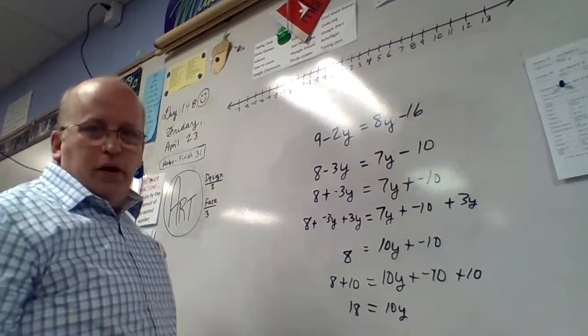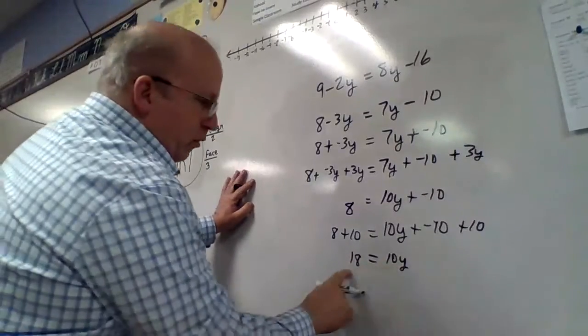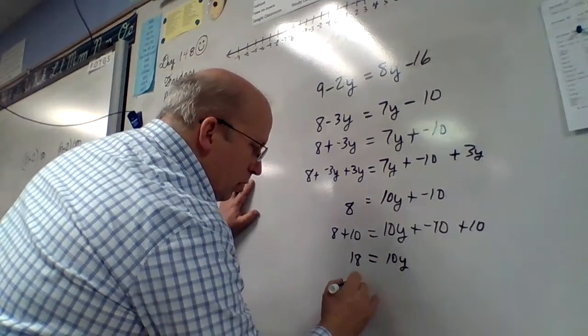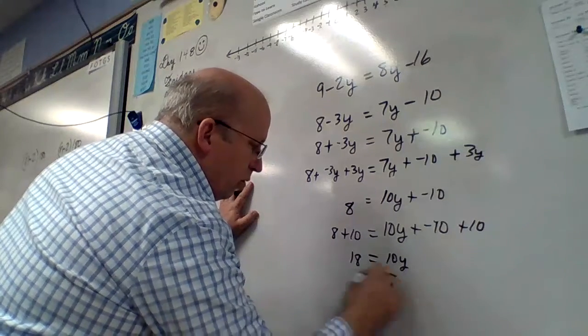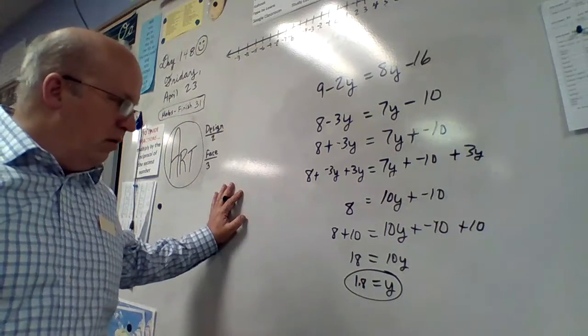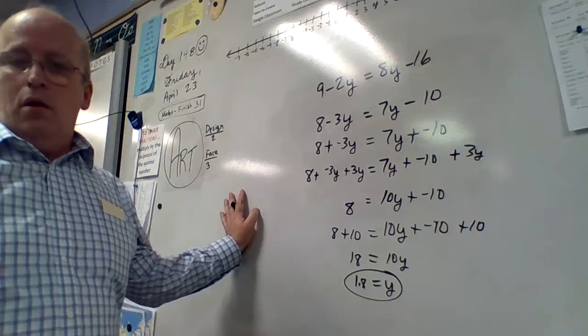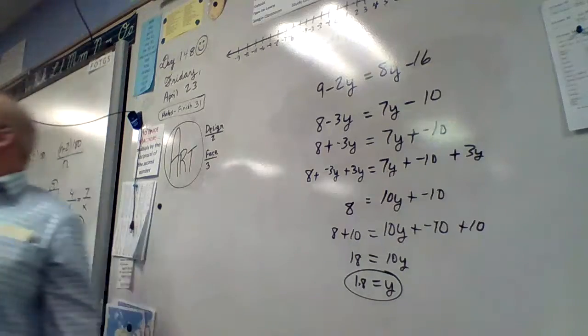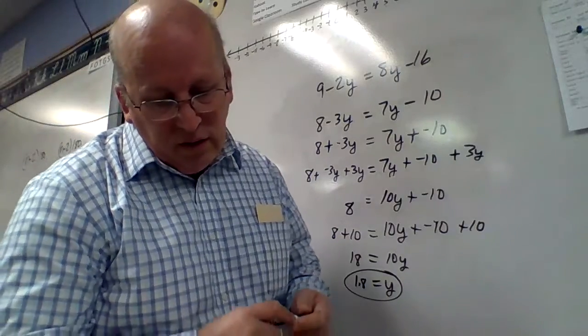Now what? I'm running out of room there. I'm going to divide both sides by 10. And when I do that, I get a y value of 1.8 when I divide both sides by 10. A y value of 1.8. Okay, so that's similar to 26.